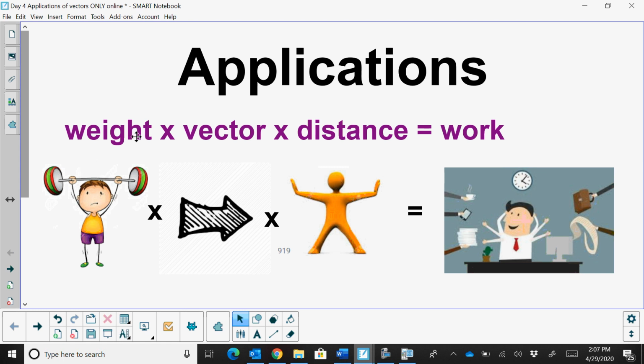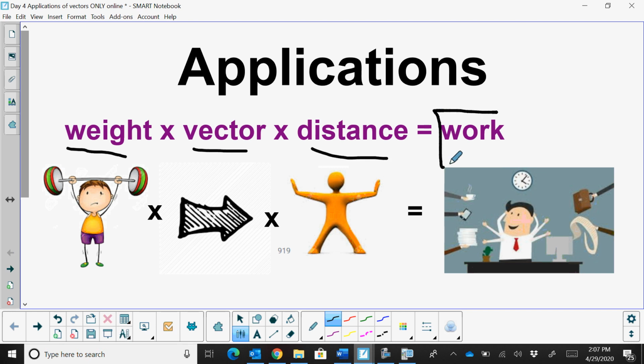The first one is when you are pulling, pushing, or lifting some weight or object. To calculate the force needed or the work to be done, you just take the weight times the vector times the distance, and that will give you the work that needs to be accomplished to move the object.